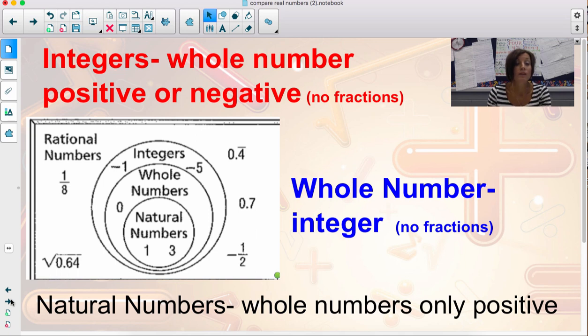And the natural numbers are whole numbers that are only positive. And if you see the way that this Venn diagram works, an integer can also be a whole number, can also be a natural number. A natural number is all three of them, but a whole number can't be an integer because it has to be positive. Okay? You got your fractions and your decimals outside of the rings because they can't be any of those things. They're just rational numbers. So when you see those, you're going to label them rational numbers.